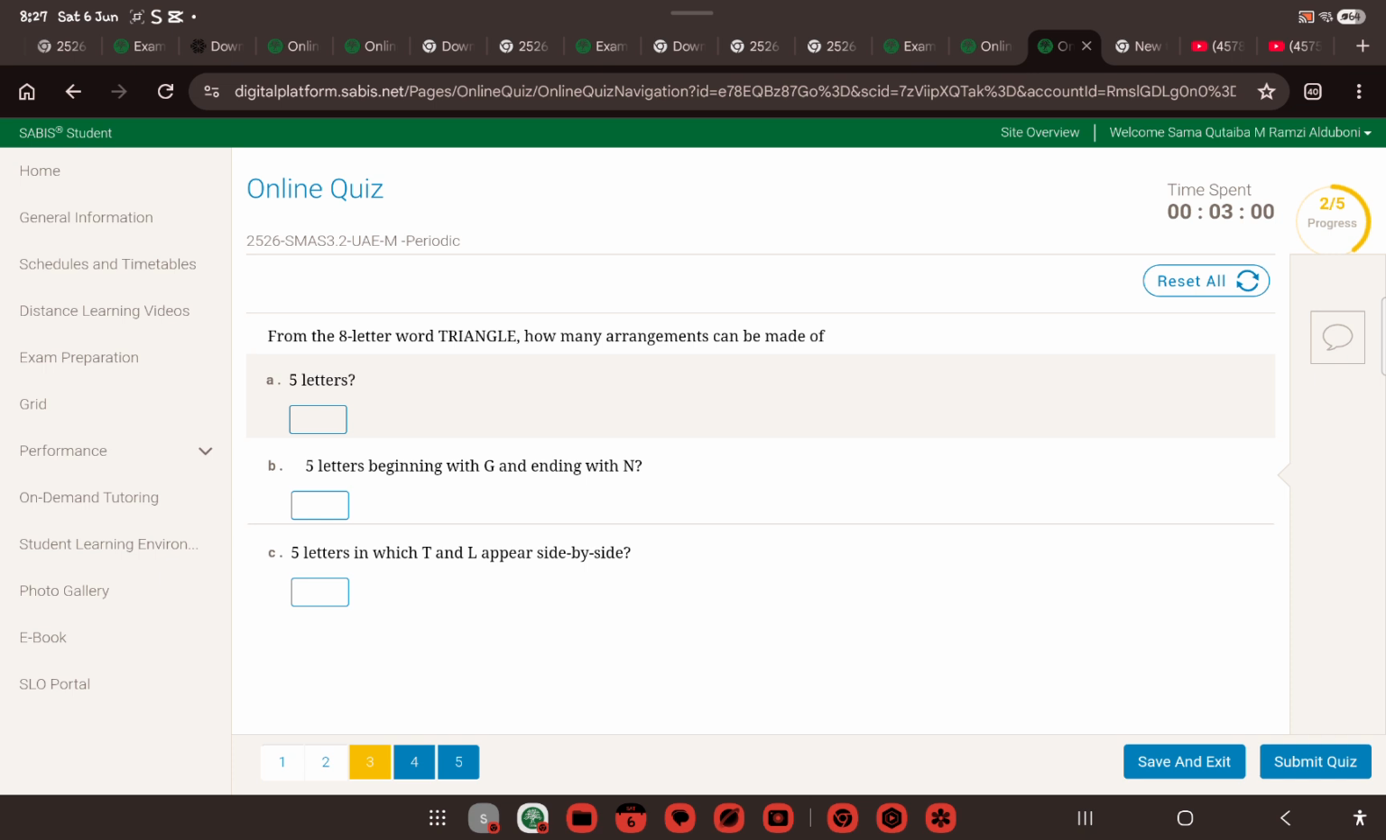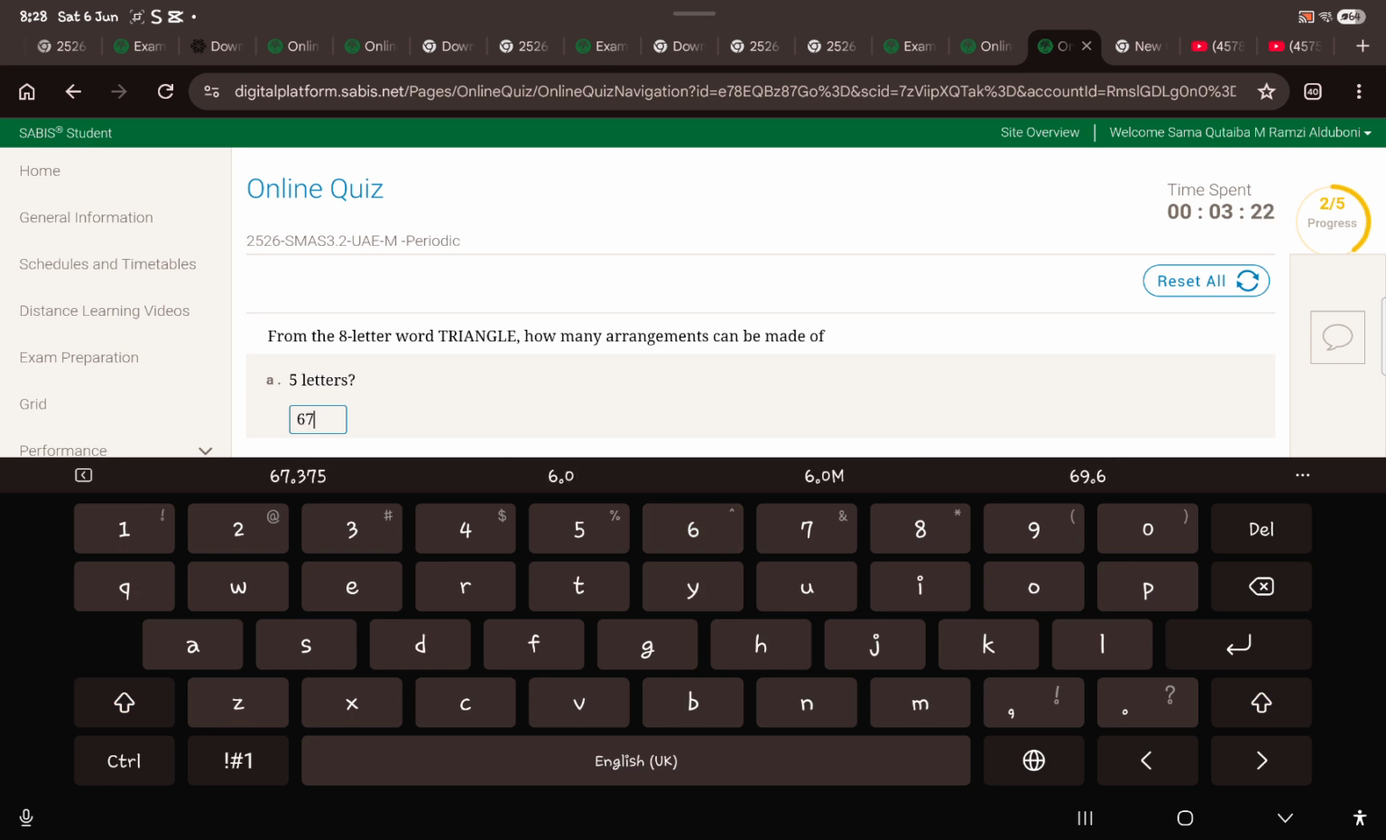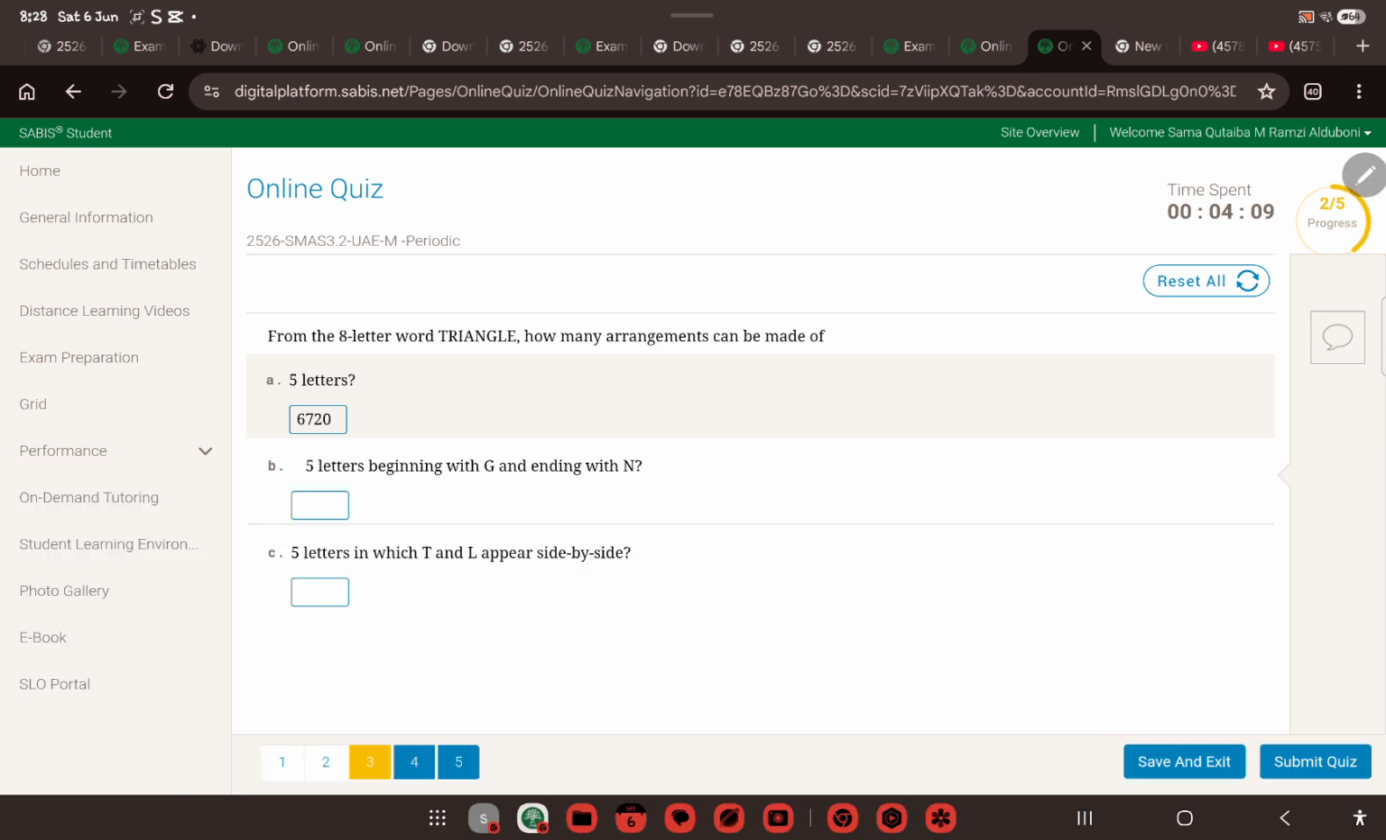From the 8-letter word triangle, how many arrangements can be made of 5 letters? So we do 8 permutation 5, you should get 6720. And here, since there are no repeating letters, we don't need to divide by anything.